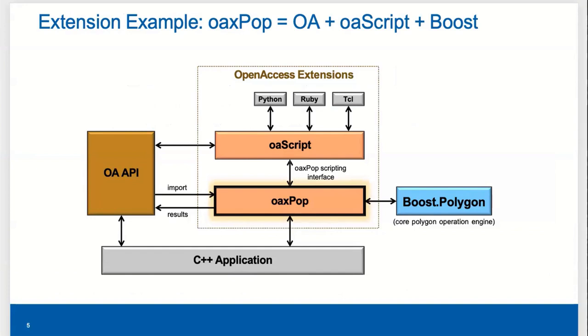And then we have these extensions in the middle. And in this case, both OA script and OAX POP can work together, which provides scripting access into the Open Access API. And then on the right-hand side, there's a third-party library in the industry, the Boost library, that is being used for the engine for the Polygon operations. So you can see these different entities can come together to build these extensions.